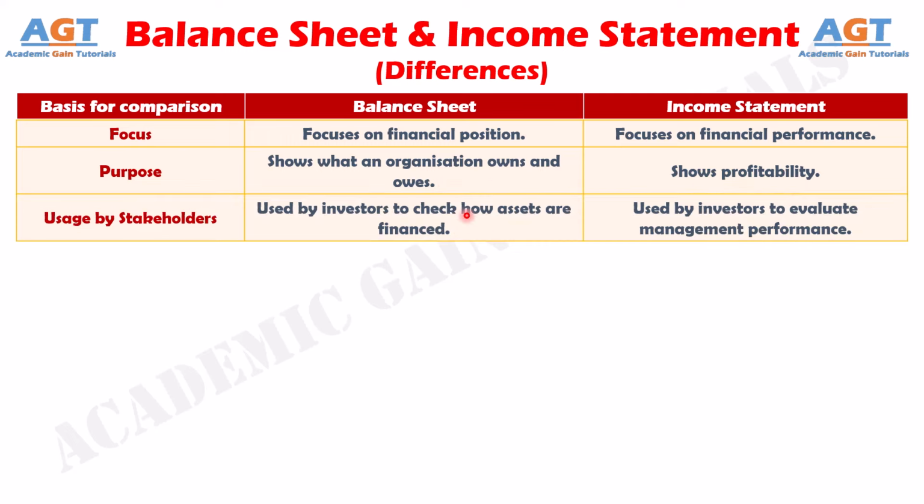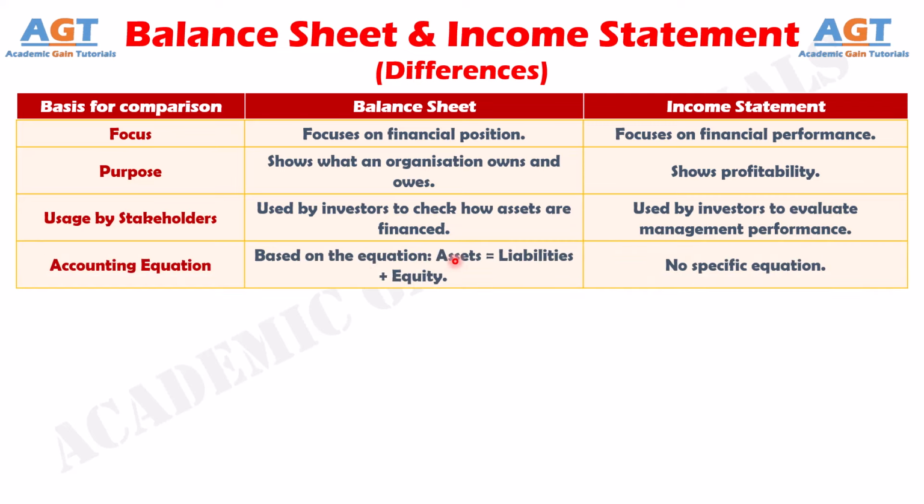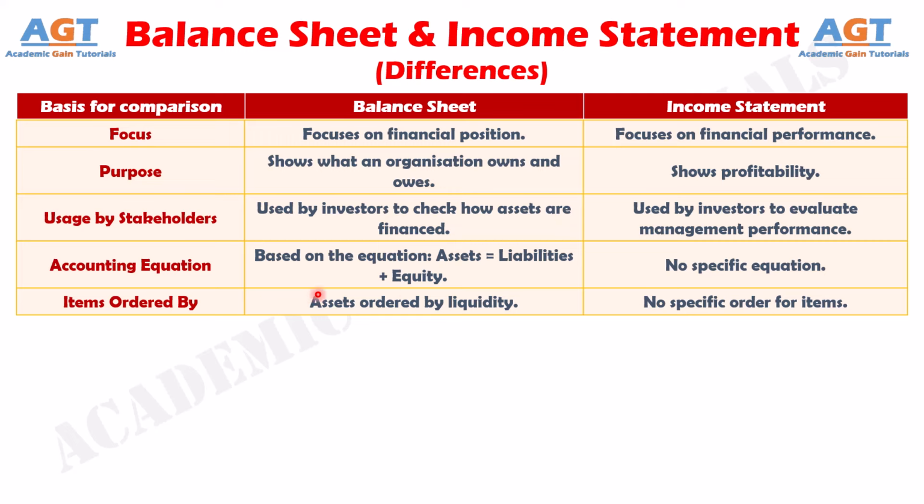Number 10. Investors use the balance sheet to check how assets are financed, whereas they use the income statement to evaluate management performance. Number 11. The balance sheet is based on the accounting equation, assets equals liabilities plus equity, whereas the income statement has no specific equation. Number 12. The balance sheet orders assets by liquidity, whereas the income statement has no specific order for items.